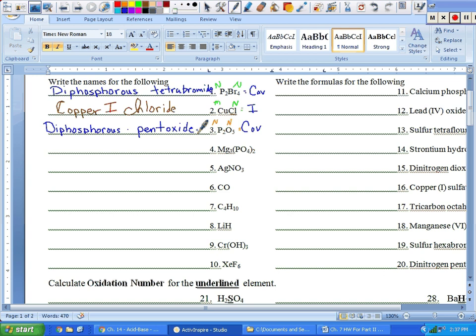Number 4, Mg. Who is Mg? Magnesium, metal or non-metal? Metal. And as soon as you see this big old thing, what are those things called? What's the last word? Ions. And ions make up what type of bond? Ionic. So if you see a polyatomic ion, then it has to be ionic bonding.